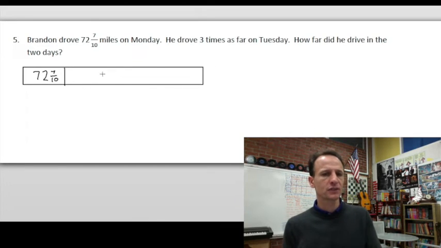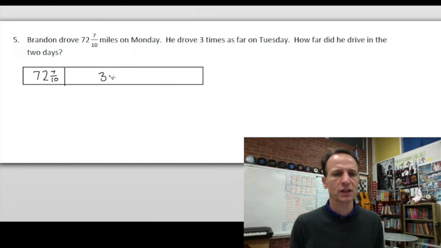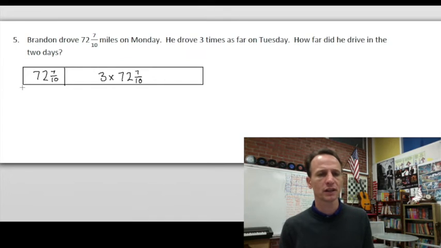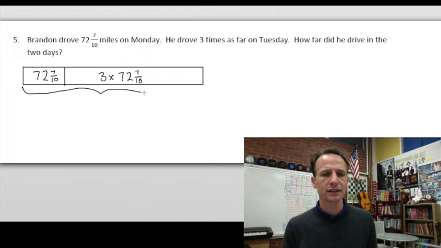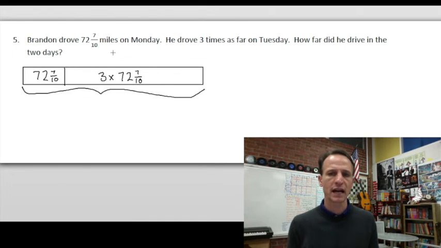And then 3 times as far on Tuesday. So this is 3 times the 72 7/10. This is actually easier than some of the other ones we've done. When we look at the whole thing, because that's what we're being asked in the 2 days, this is Monday and this is Tuesday.